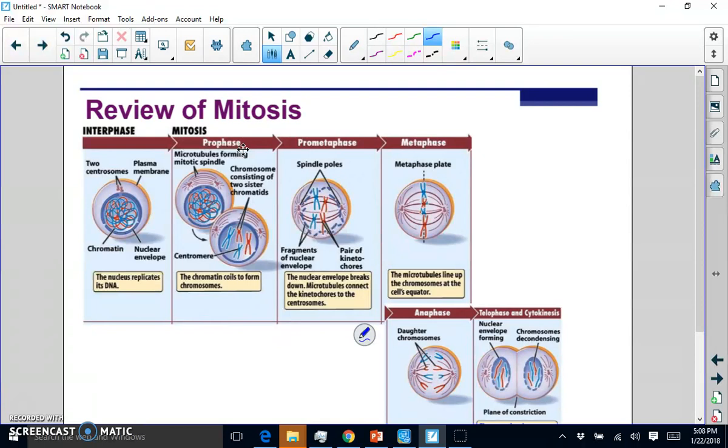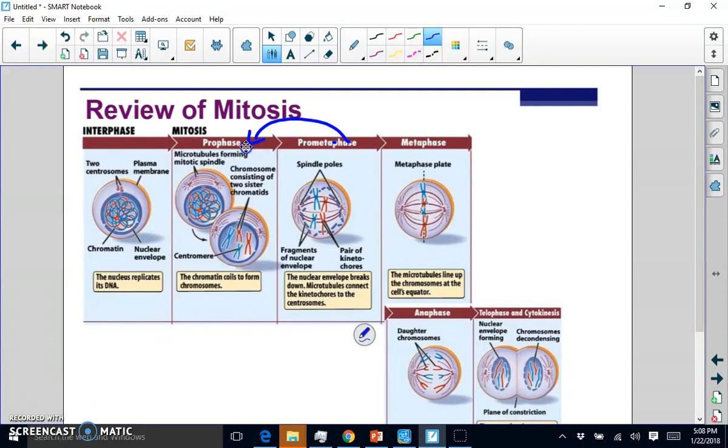G1, the cell lives its normal life. S is when it gets the signal to divide or replicate its DNA. In G2, it replicates the organelles. And then finally, it enters mitosis. And in mitosis, we have prophase, prometaphase, which I actually considered part of prophase, which we're going to continue to do, metaphase, anaphase, and then telophase and cytokinesis.